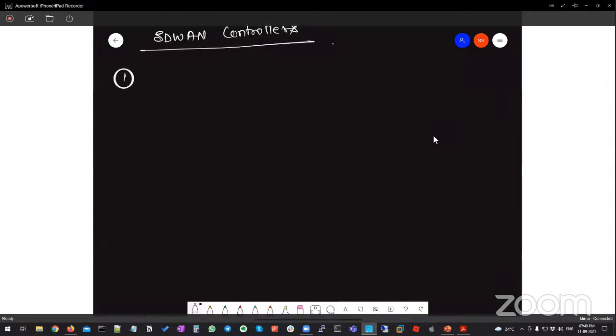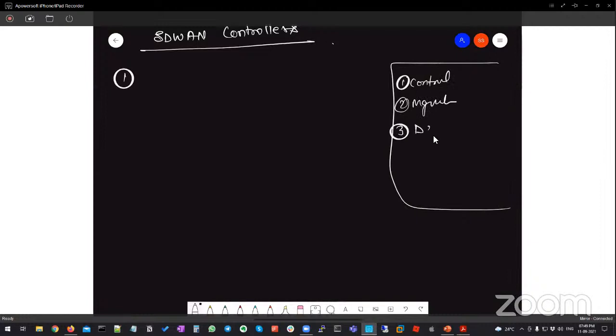Before taking the controllers, guys, quickly tell me, what do you mean by control plane? What do you mean by management plane? What do you mean by data plane? What are these three different types of planes? So what is control plane traffic?